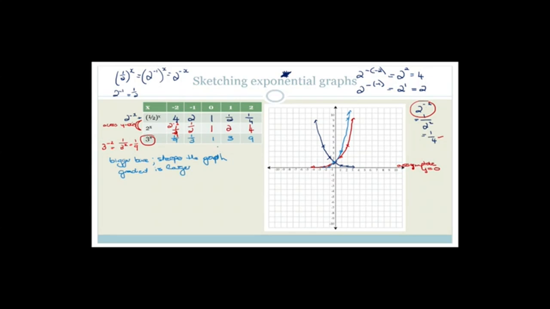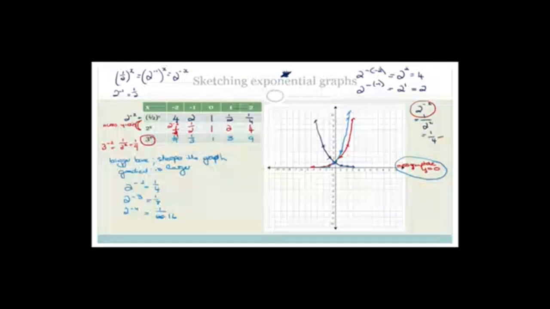Okay, so let's think about this for a minute. If we have 2 to the x, do you agree that we said 2 to the minus 2 was a quarter? Okay, what is 2 to the minus 3? It is an eighth. 2 to the minus 4 is 1 over 16. So the point is that do you see that this number gets smaller and smaller and smaller, but never gets to 0? Okay, same with this.